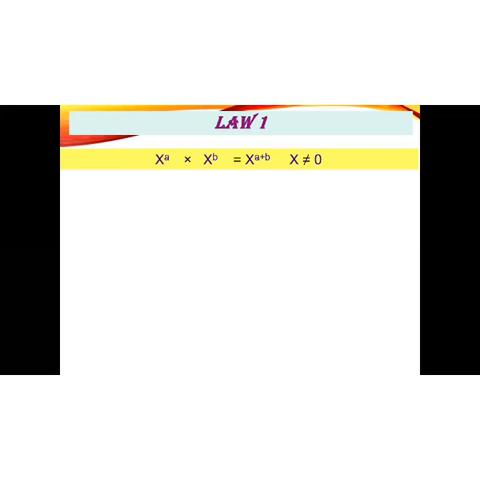So x raised to the power of a times x raised to the power of b is equal to x raised to the power of a plus b. That's the law of multiplication. Take note also that this law only applies when x is not equal to 0. x can be any other number. That's that for the law of multiplication.